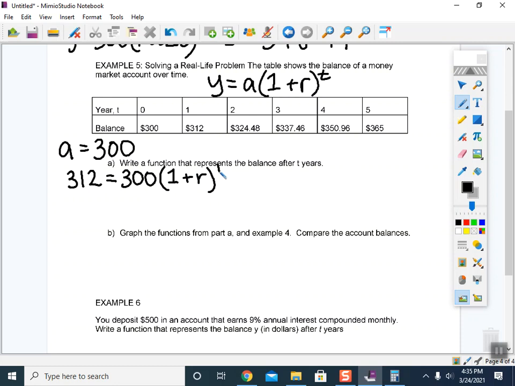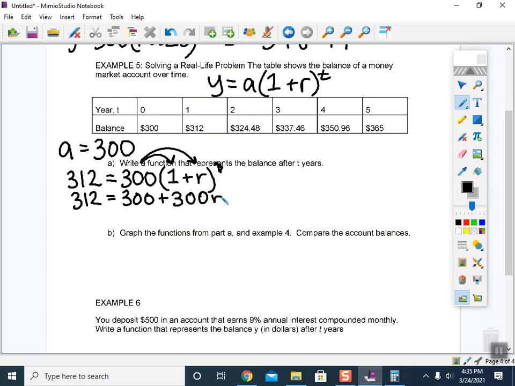So think for a second, why would I choose year 1 to work with? Well, what is something raised to the first power? Anything raised to the first power is just itself, right? So this exponent here is kind of useless. I don't need it because anything raised to the first power is just what it is. So at this point, I can just solve this like I normally would. So I will distribute this 300. So we'd have 312 equals 300 plus 300r.